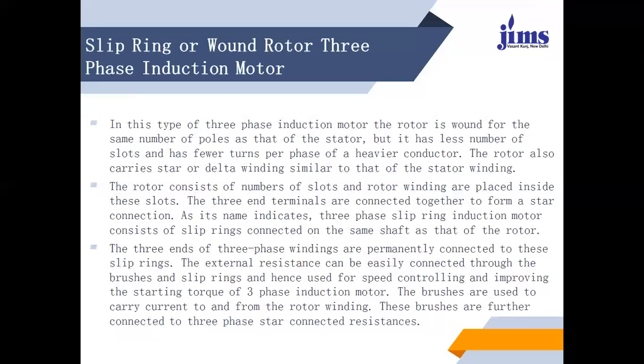The three ends of the three-phase induction winding are permanently connected to these slip rings. The external resistance can be easily connected through the brushes and slip rings, and hence used for speed control and improving the starting torque of the three-phase induction motor. The brushes are used to carry current to and from the rotor winding. These brushes are further connected to a three-phase star-connected resistance.